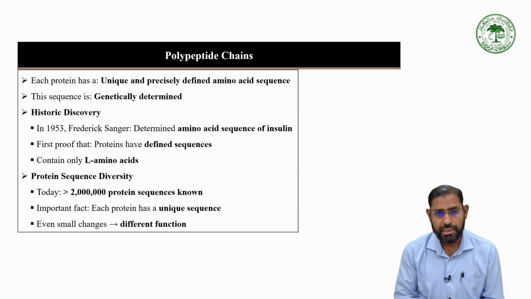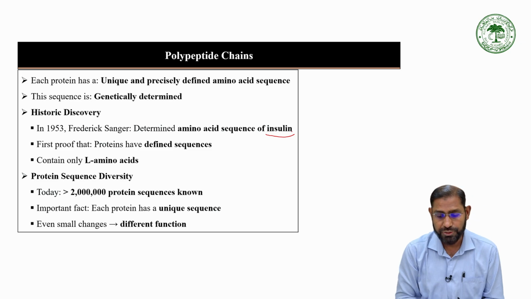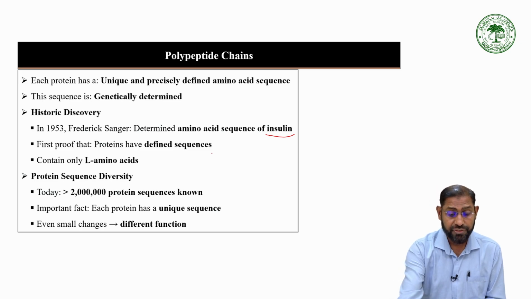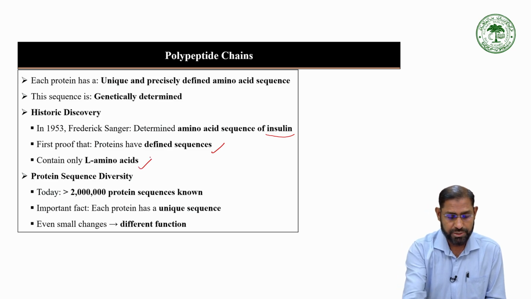In 1953, a scientist, Frederick Sanger, determined the amino acid sequence of insulin. Insulin is a very common hormone for glucose metabolism, and this first proved that a protein has a definite, defined sequence. In insulin, all the amino acids are L-amino acids. That's very interesting.